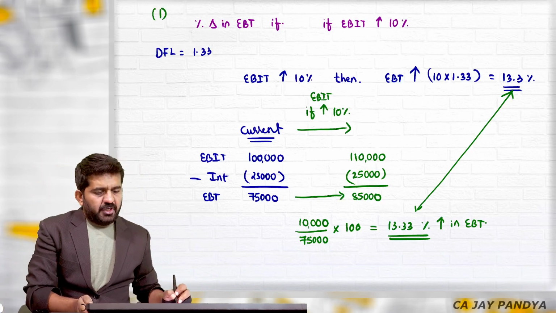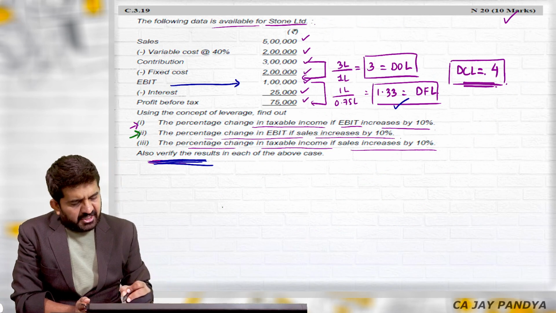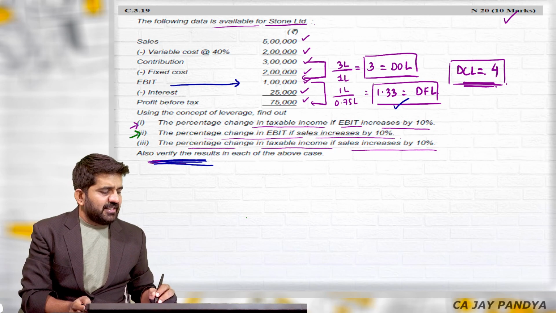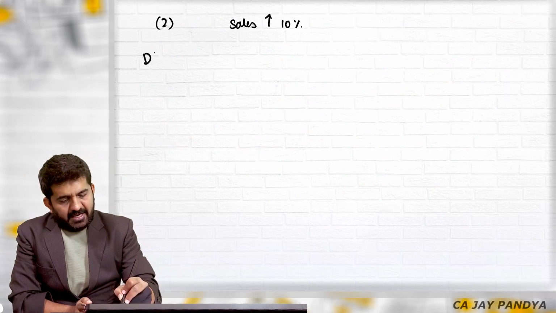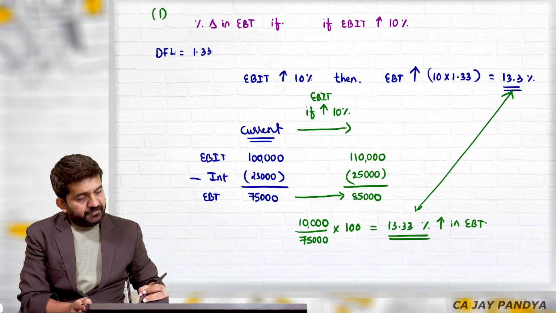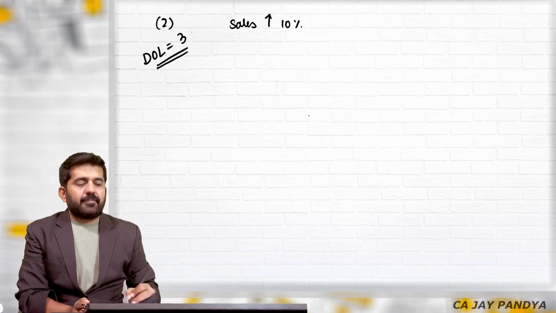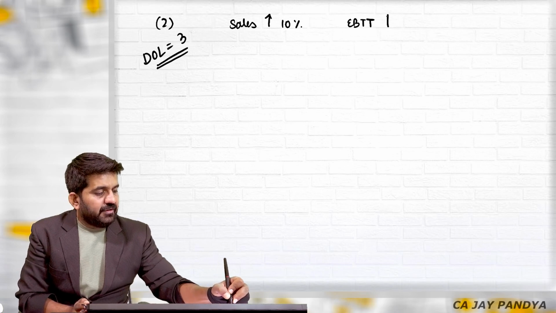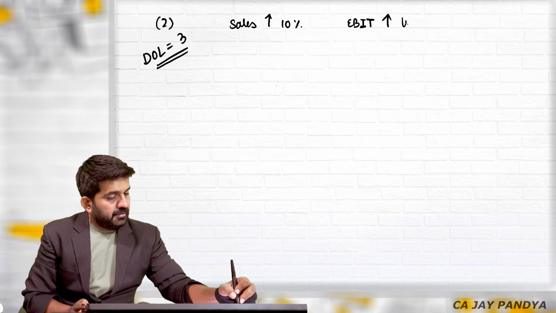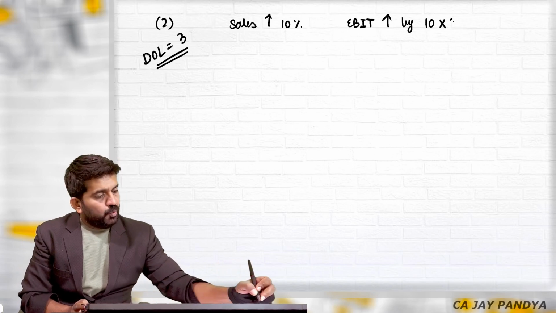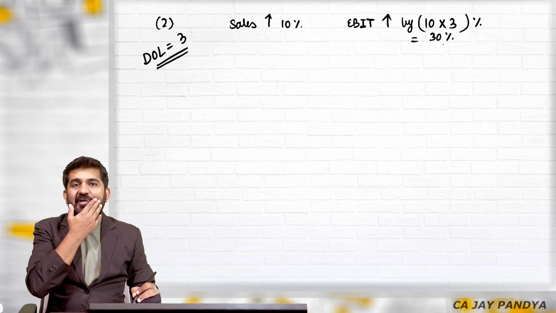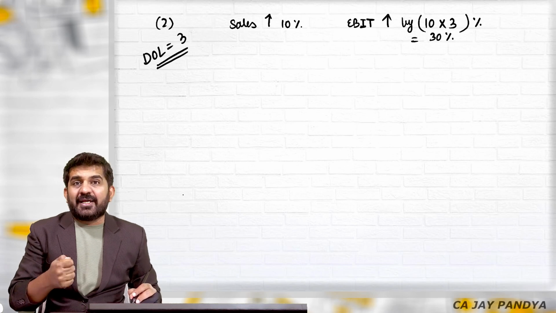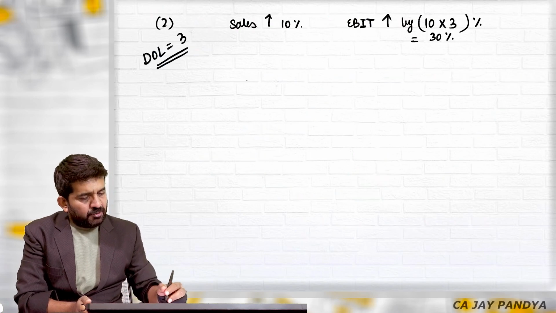Number 2. The percentage change in EBIT if the sales increases by 10%. So what is the second case? If sales increases by 10% and the degree of operating leverage is 3, then EBIT will increase by 10 into 3 percentage, that is 30%, right? Also they are telling us to prove. We will prove it. First let us write down the current situation.